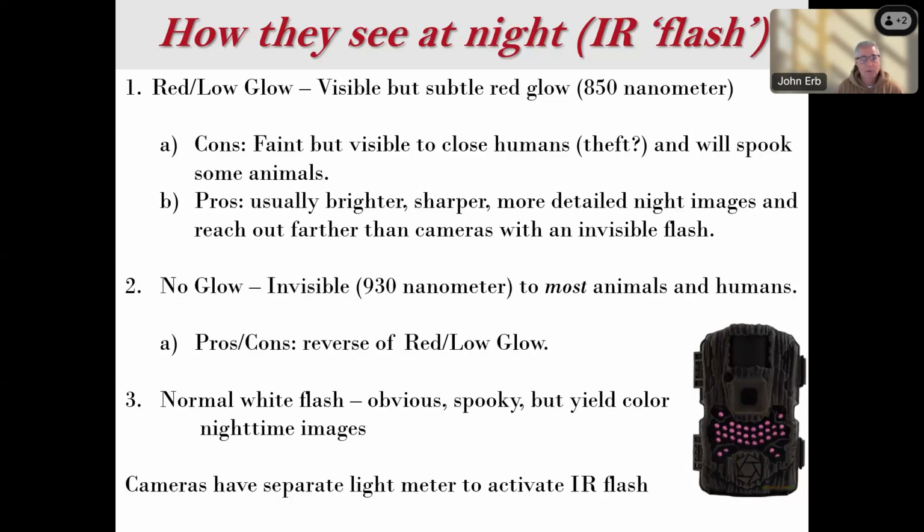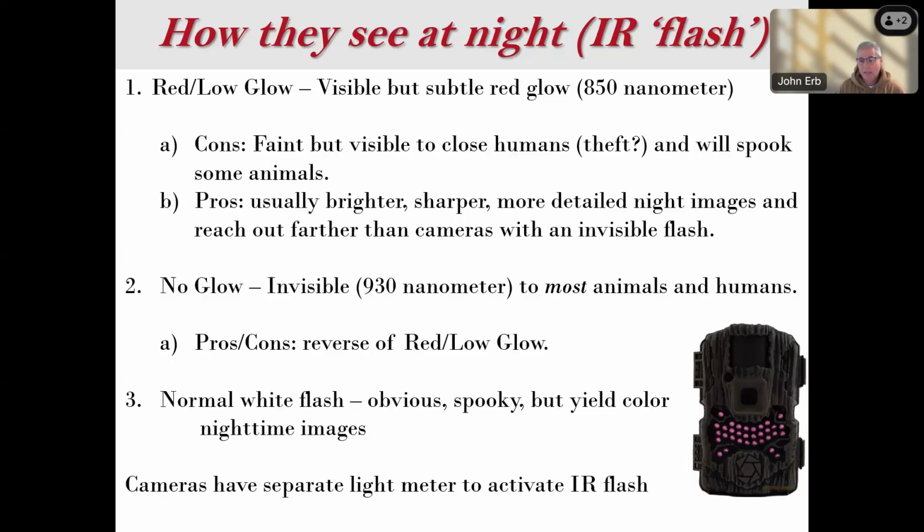But cameras come in different specifications. So some cameras you'll see have what they call a red or low glow infrared flash. It's actually somewhat visible to humans or animals. It's pretty faint. You can see that camera in the bottom right. You can see all those sensors kicking on, the little red glow. You're not going to see that a lot from a long distance, but in general, it's right on the edge of the visible spectrum to us. So us and many animals will see that.